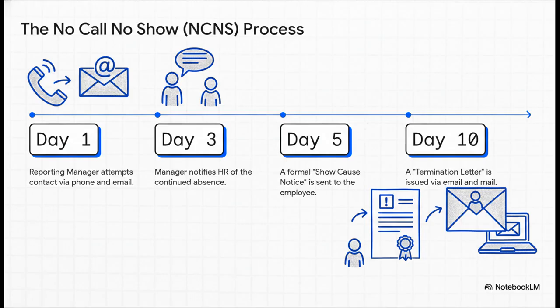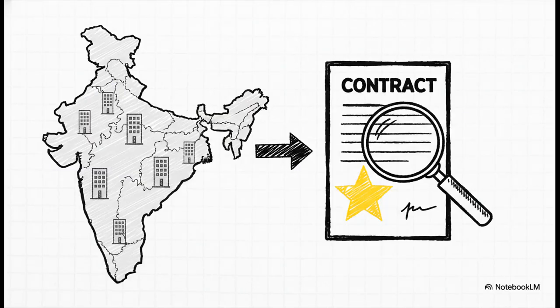That's a legal document asking you to explain yourself. It's only after all of that, on day 10, that they'll issue a termination letter. See? It's a formal, documented process, not just someone making a snap decision. Now, it's really important to say this. What we're looking at here are typical examples, especially from corporate India. But the only thing that truly matters is what your specific employment contract says. That document is the ultimate source of truth for your situation.